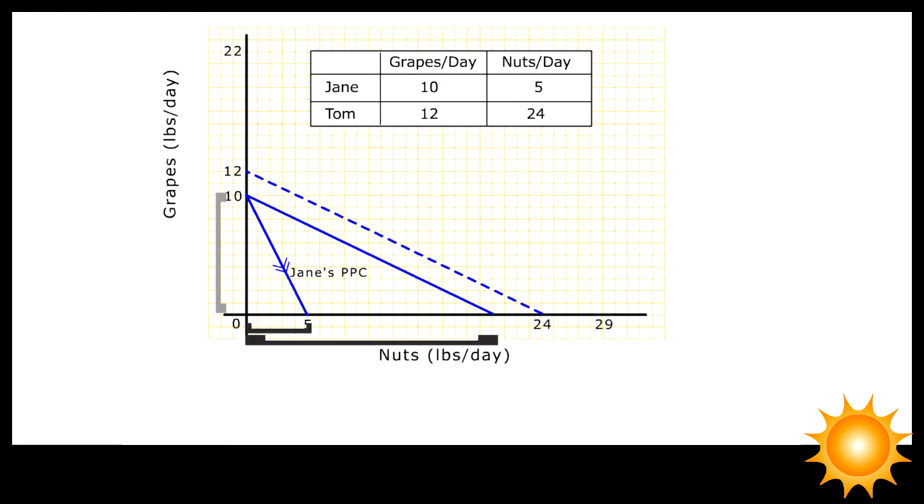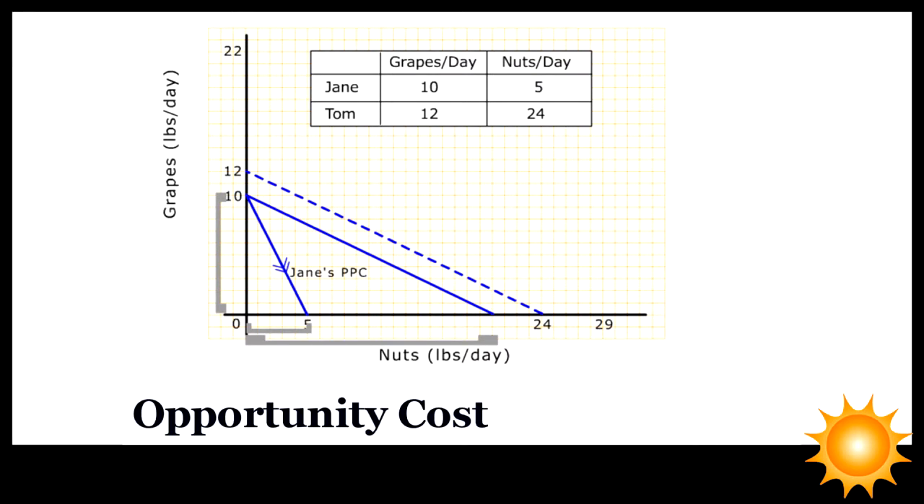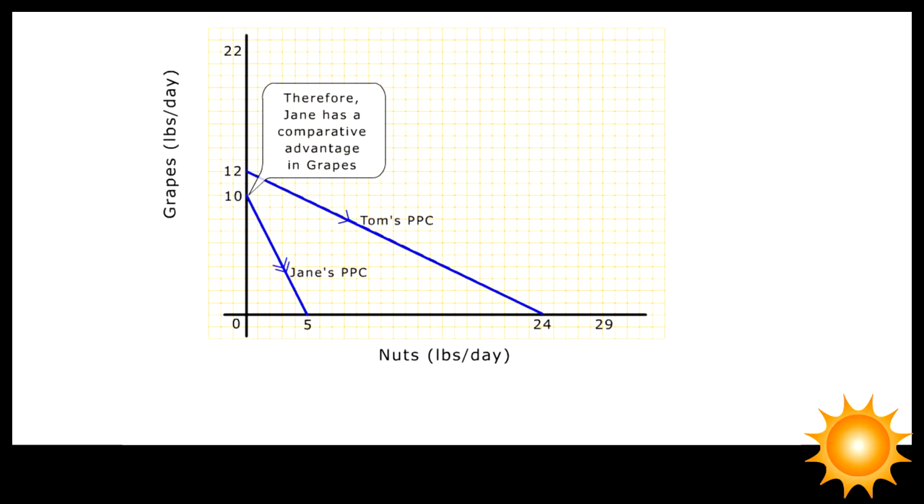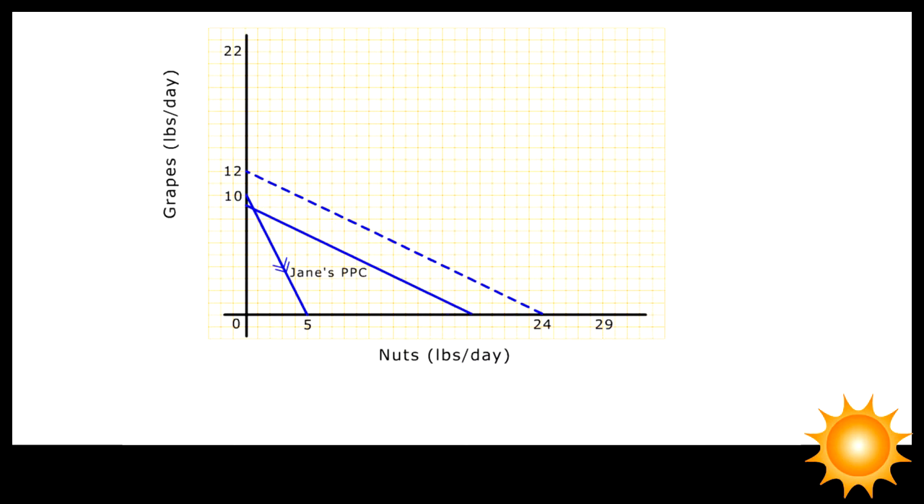Specifically, Jane gives up fewer nuts than Tom to produce each unit of grapes. In other words, Jane has a lower opportunity cost in producing grapes. Lower opportunity cost means comparative advantage. So Jane has a comparative advantage in producing grapes. Similarly, we can show that Tom gives up fewer grapes to produce each unit of nuts. So Tom has a comparative advantage in producing nuts.